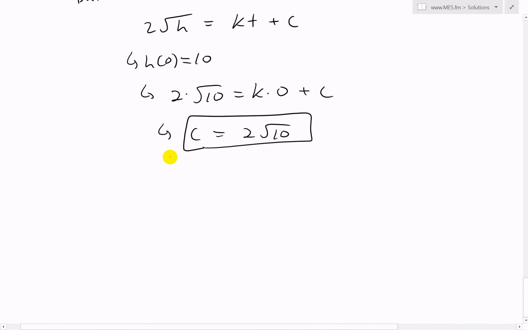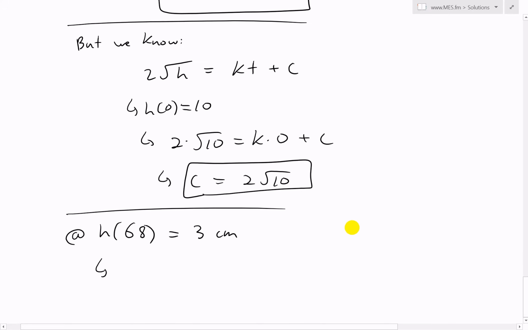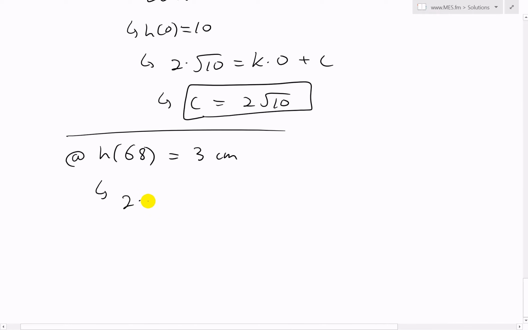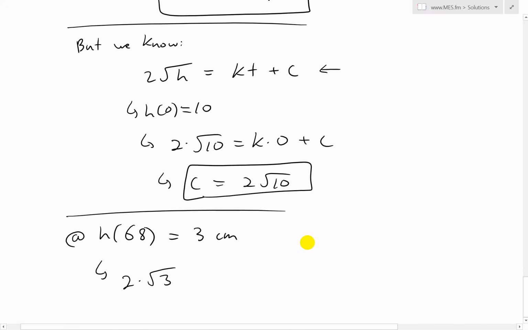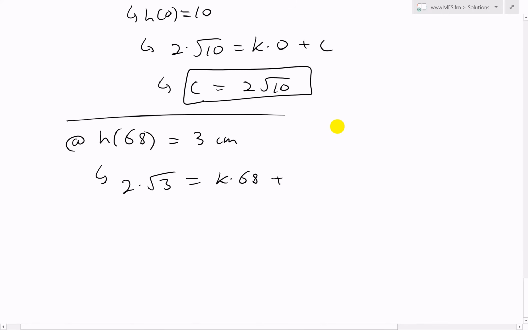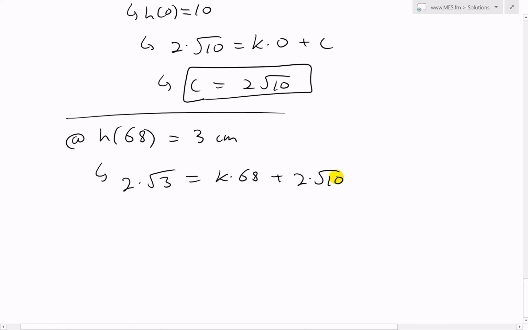So that's our c value, and now to find our k value, we know that at h of 68 seconds, this equals 3 centimeters. So let's plug that into this equation so we don't need to deal with the plus or minus. I'll put this arrow like that. So we get 2 times square root of 3 equals 2k times 68 plus c, which is 2 times square root of 10.